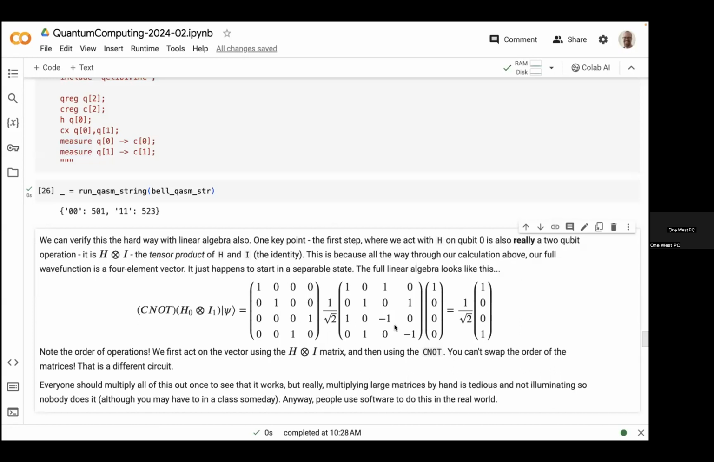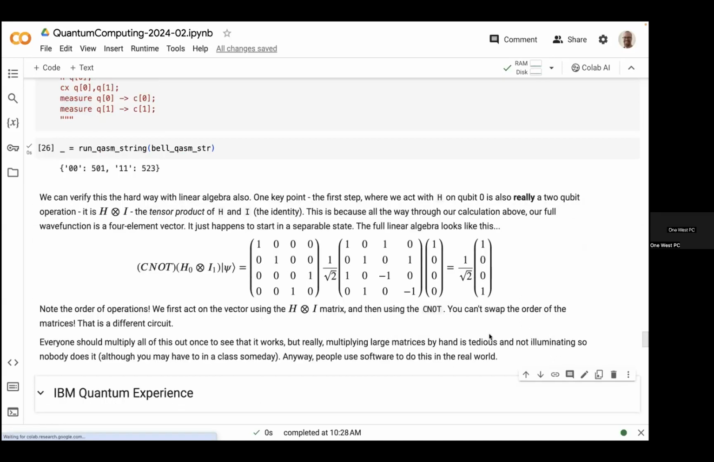Anyway. So you could multiply all that out, multiply it by my initial vector, which was the 0, 0 ground state, and I'm going to get 1 on root 2, 1, 0, 0, 1, which is a 50% chance of showing up in the 0, 0 state, or a 50% chance of showing up in the 1, 1 state. The linear algebra version and the probabilistic programming version are giving me the same answer, as you would hope, right?